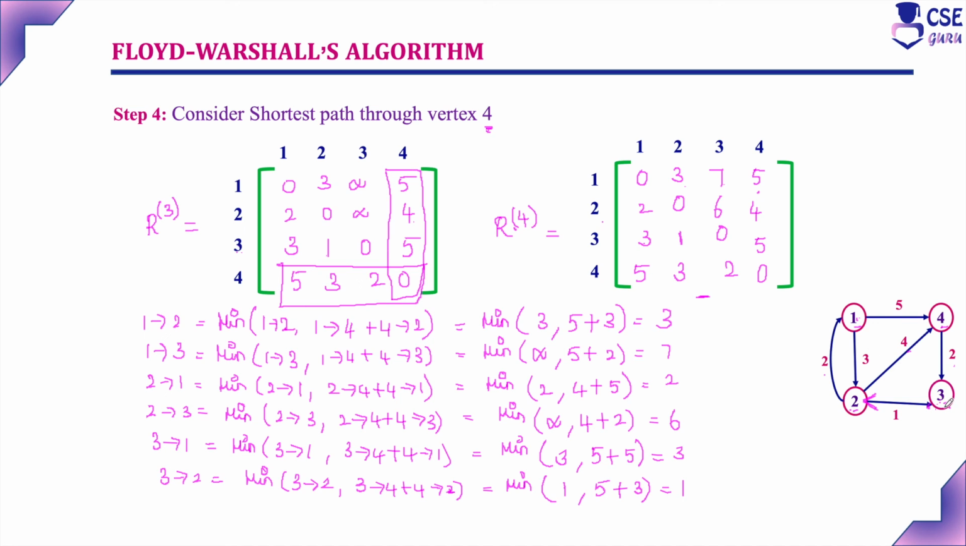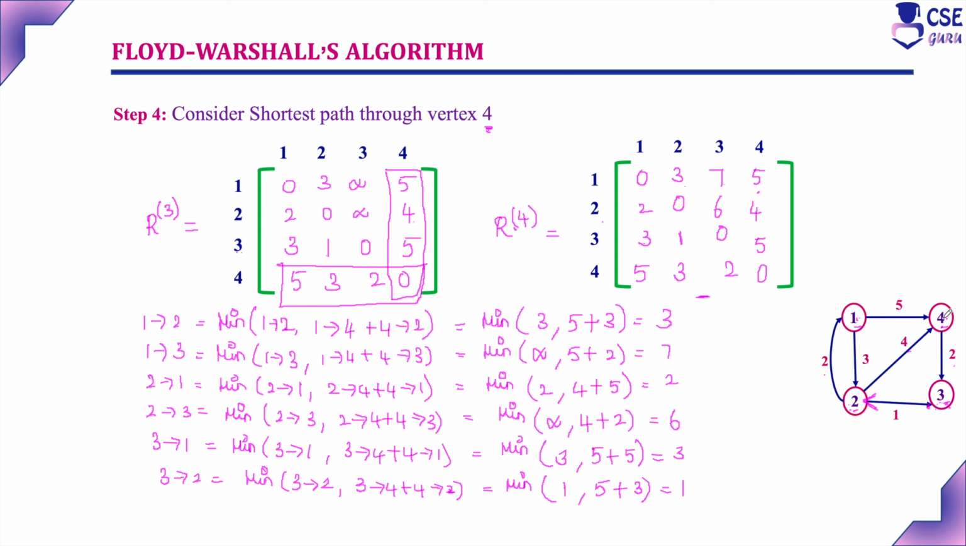Similarly, 3 to 1, there is no directed path. So we need to consider the shortest path through the vertex 2. So 3 to 2, 2 to 1. Distance is 3. And 3 to 2, distance is 1. 3 to 4, there is no directed path. We need to consider through the intermediate vertex 2. So 3 to 2, 2 to 4. Distance is 5.